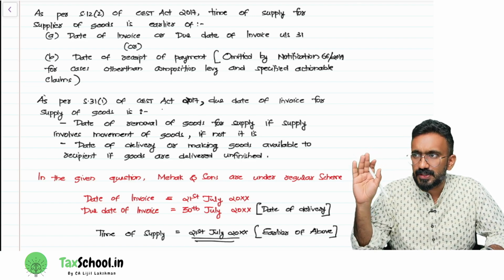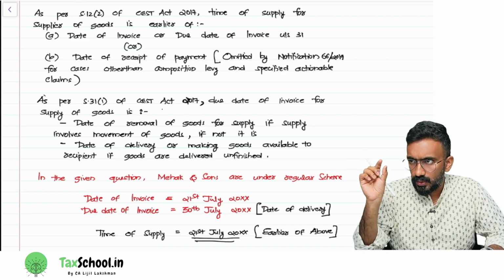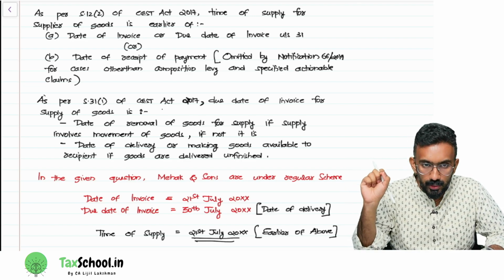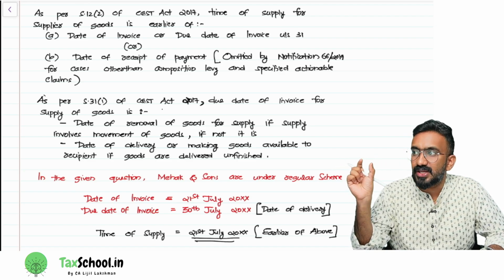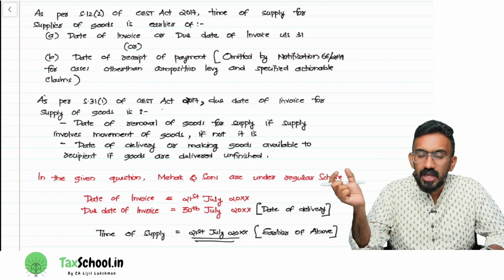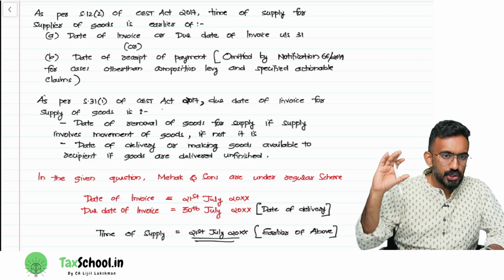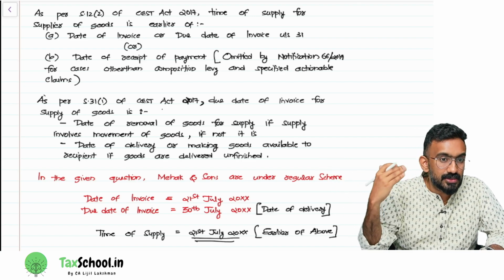As per 12 subsection 2 of the CGST Act, time of supply for supplier of goods is the earlier of Clause A, date of invoice or due date of invoice under Section 31, or date of receipt of payment. I have written in brackets that it is omitted by Notification 66/2017 for cases other than composition levy and specified actionable claim. So 12 subsection 2 in full I have written. Then I have written 31 subsection 1, which talks about due date.